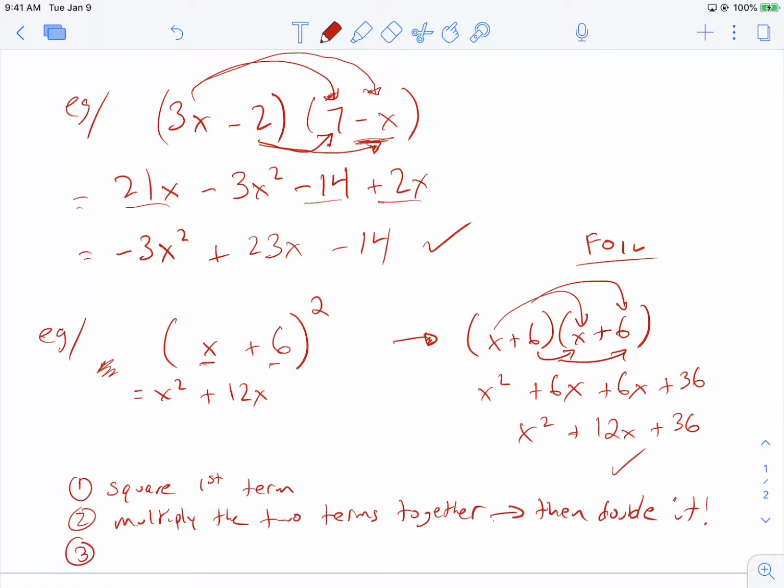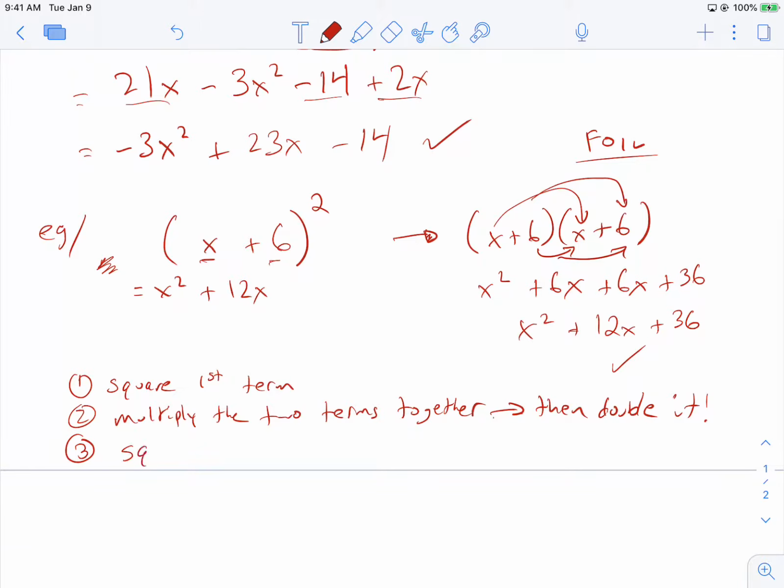And the third thing we have to do is square the second term. So we already squared that x. Now we're going to square the 6. So 6 squared, 6 times 6, gives me positive 36. And if you take a look, this is the exact same as that.